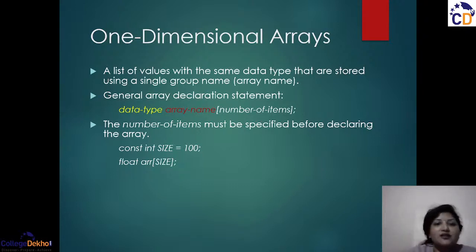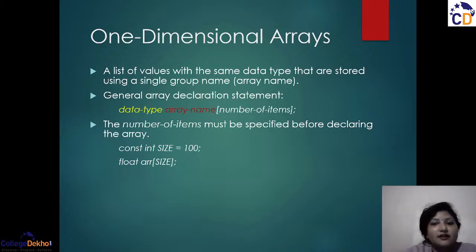An array is a list of values with the same data type. The same data type means it should be homogeneous. Homogeneous means it should include only numbers, right? So same data type. You may take any type of data, right? So the same data type values are stored using a single group name, that is the array name, right?